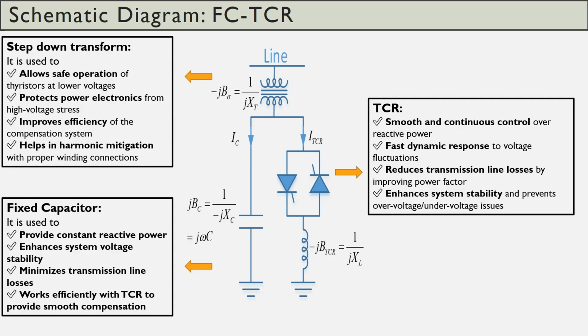Here we are using the transformer. The transformer allows safe operation of the thyristor at lower voltages. Maybe the transmission line consists of 400 kilovolt. The SCR may not be available for 400 kilovolt. With the reduced rating of the SCR and in connection with the step down transformer, we can use this FCTCR of reduced rating over here. It protects the power electronics from high voltage stresses. The line high voltage stresses will not come into the FCTCR scheme. It improves the efficiency and it helps in harmonic mitigation.